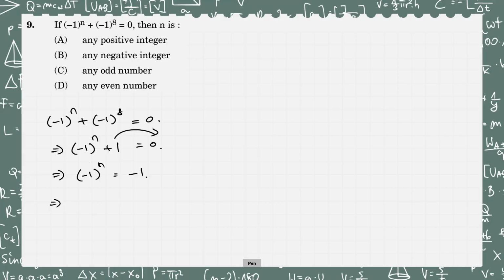This happens when n is odd particularly, right? For example, minus 1 power 5 or minus 1 power 7, minus 1 power 9, minus 1 power 3. All this will give you minus 1 as the answer, correct? So, n should be any odd number. So, option C is the correct answer.